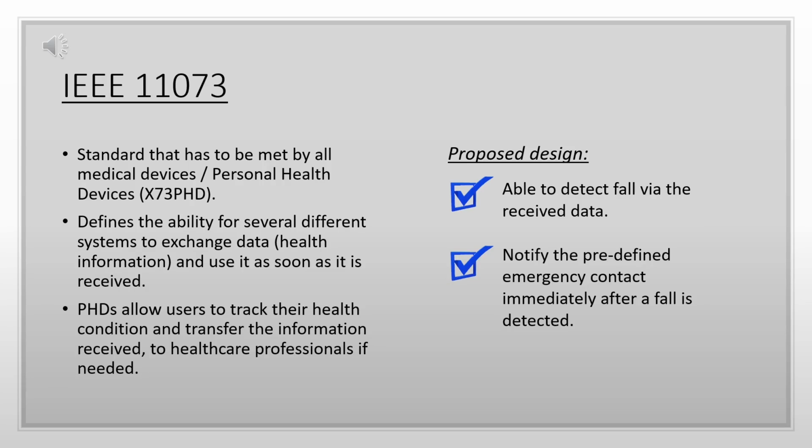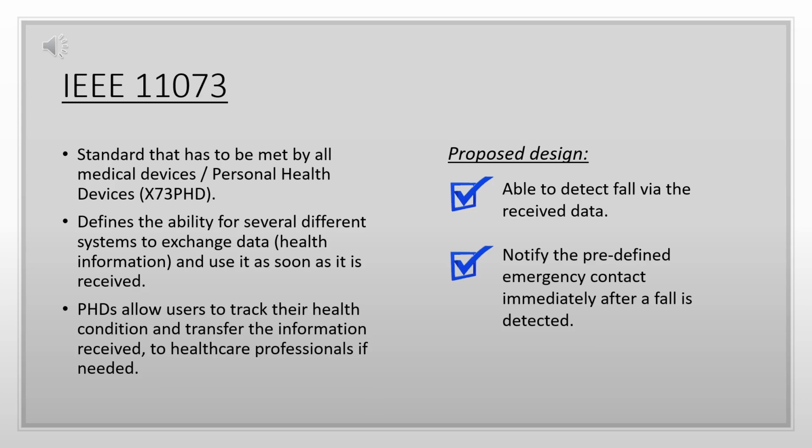IEEE 11073 is one of the main standards that has to be fulfilled by all medical devices, so it has a huge impact on this project. This standard is mainly applicable for personal health devices, or in short, PHDs. It defines the ability for several different systems to exchange data, which in this case is the health information, and use it as soon as it is received. It also allows users to track their health condition and transfer the information received to healthcare professionals if needed.